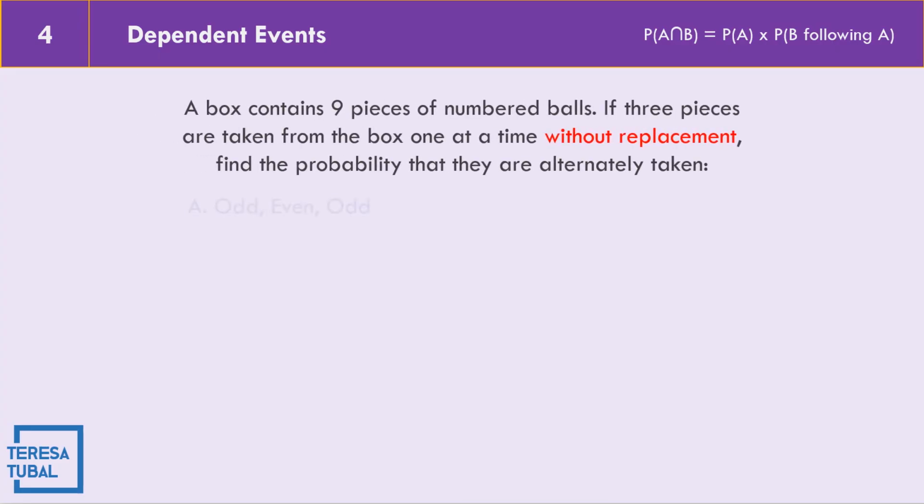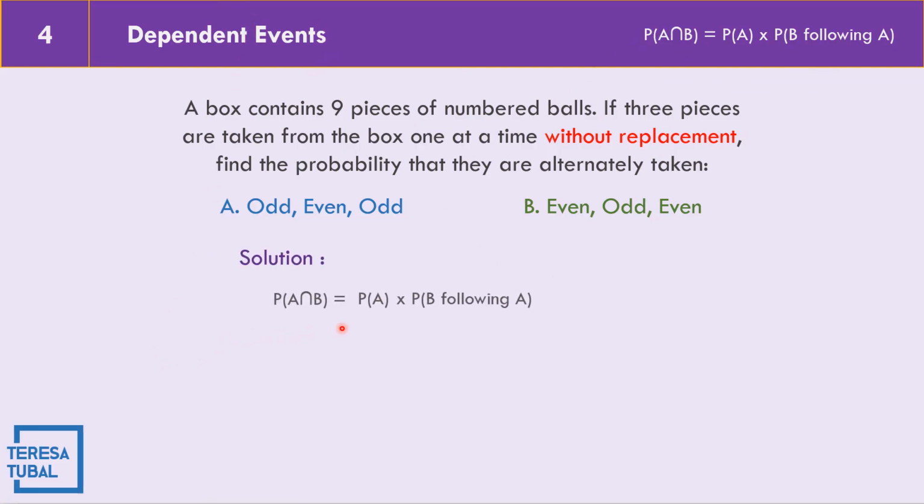In example number 4, a box contains 9 pieces of number balls. If 3 pieces are taken from the box one at a time without replacement, find the probability that they are alternately taken. As you can see in this problem, we have the words without replacement. So it means these are dependent events. What could be the formula for the dependent events? That is the probability of A intersection B, equal to the probability of A times the probability of B following A.